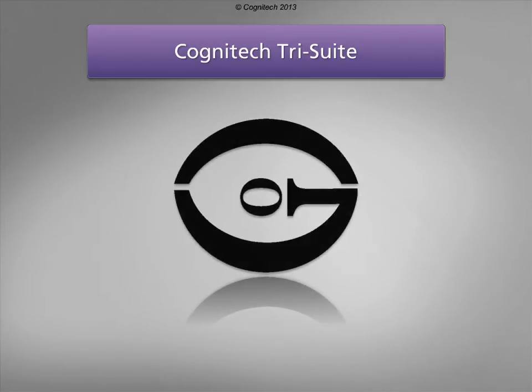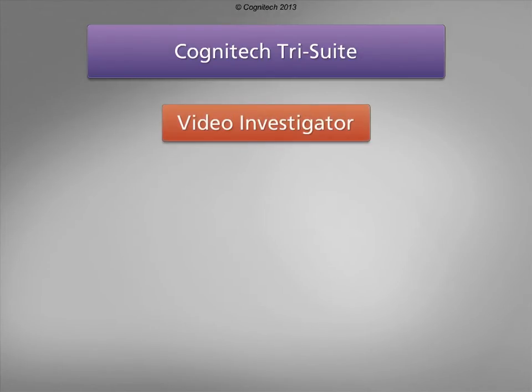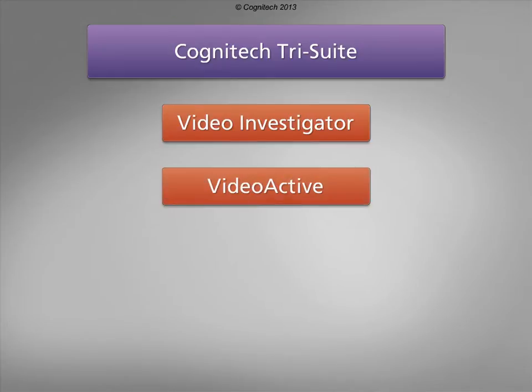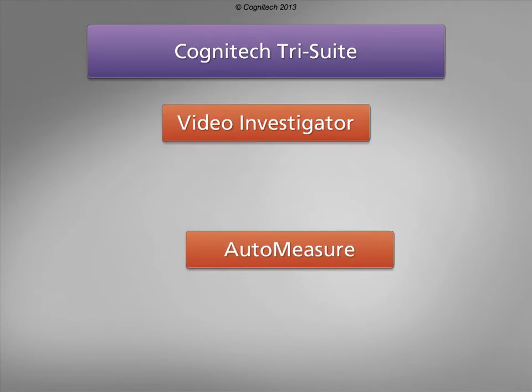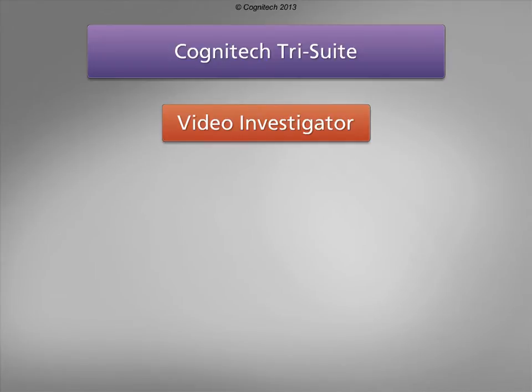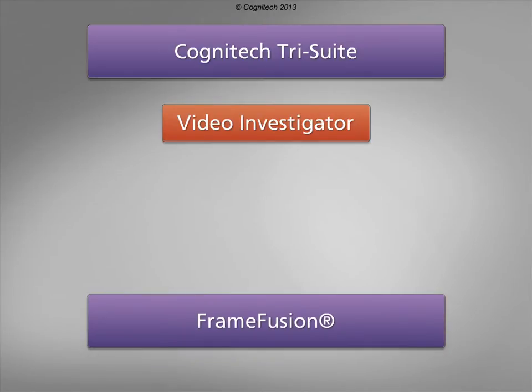The Cognitech Tri-Suite software package includes Cognitech Video Investigator, Cognitech VideoActive, and Cognitech AutoMeasure. Video Investigator is Cognitech's comprehensive video processing platform for extracting the utmost available clarity from image or video sources. One of Video Investigator's primary functions, FrameFusion, will be covered in this interactive tutorial.